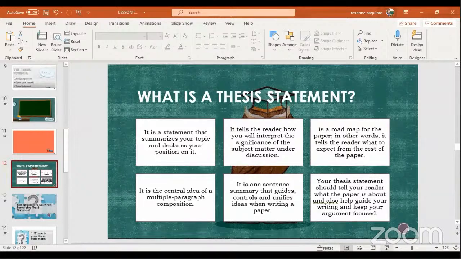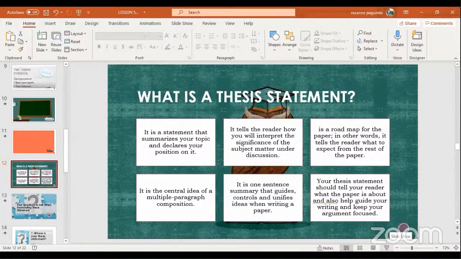Number three, it is a roadmap for the paper. So it serves as your turning point on how you will convince your readers to believe in your stand. In other words, it tells the reader what to expect from the rest of the paper. Do you agree? Do you disagree? What are your points? What are your solid grounds and proofs why you agree or disagree?